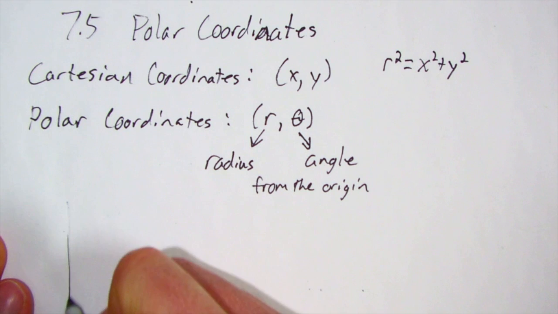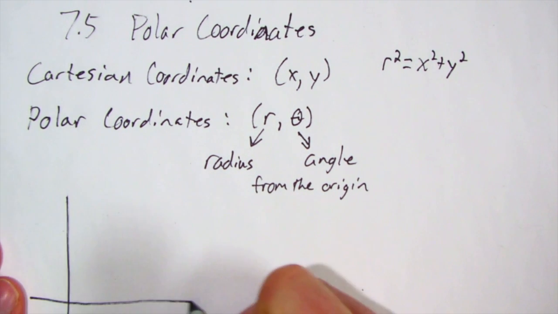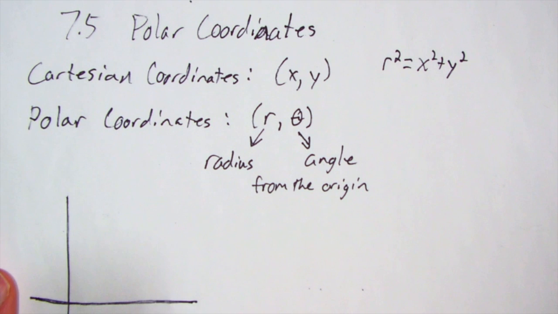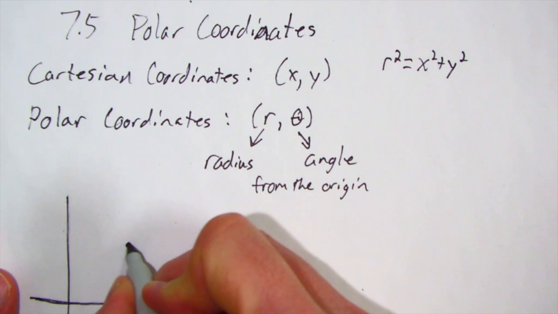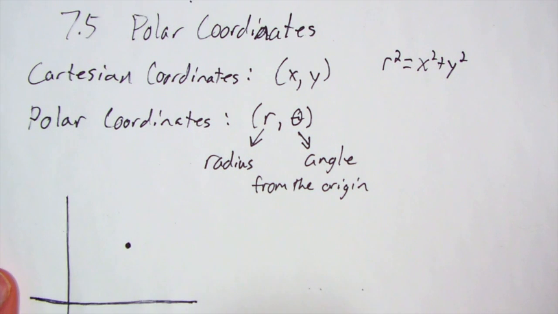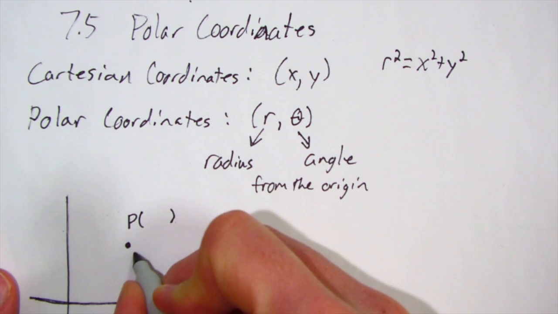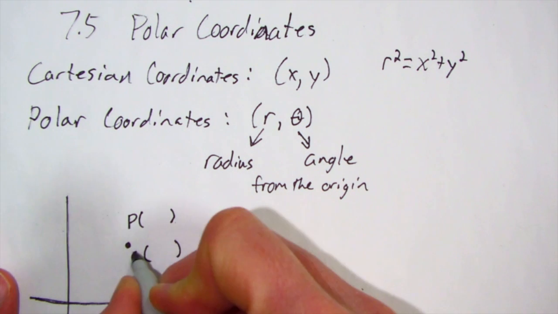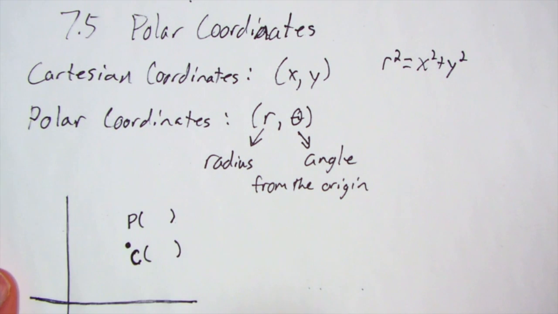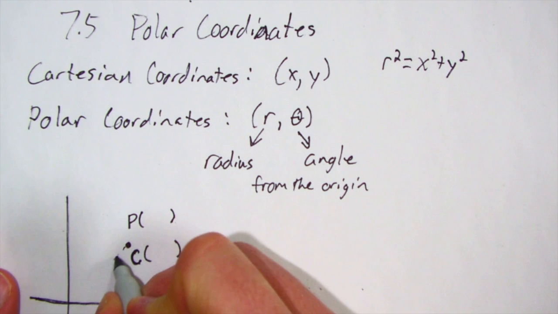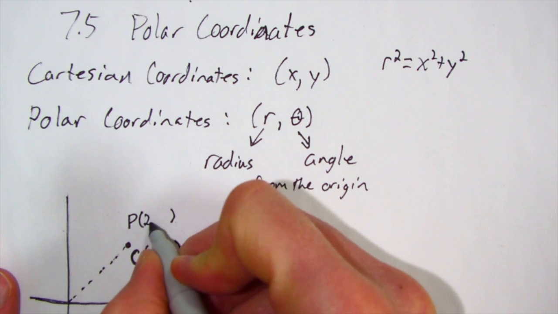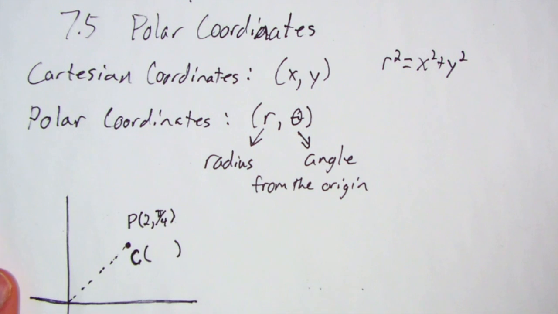And let's start with this. I have a coordinate plane, and I'm going to make a point out here. And I can actually label this point with two different systems. I can label it with polar coordinates, so we'll label that with P, the polar coordinates. And then the Cartesian coordinates is another way I could label this. Now the polar coordinates for this point, let's say, are 2 comma pi over 4.